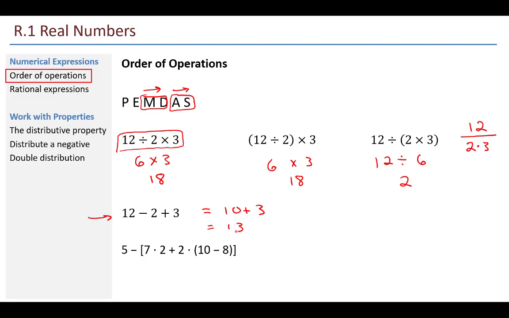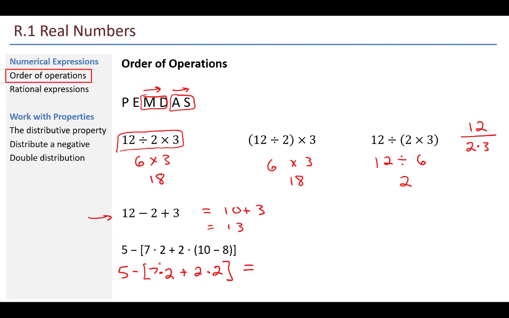The last expression, can you handle this one? Maybe pause the video if you want to give it a try, and then when you're ready, start the video up again and check your answer. Let's take a look. We have nested parentheses, so I'll go inside the deepest level and handle that first. So 10 minus 8 is 2. So 5 minus 7 times 2 plus 2 times 2.